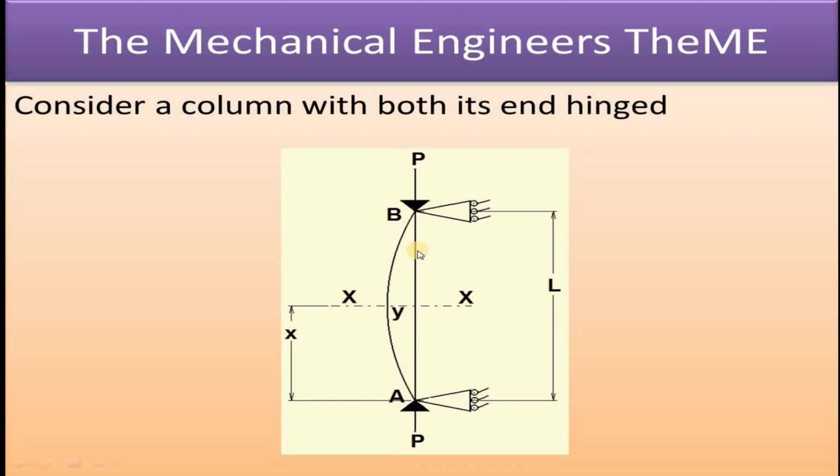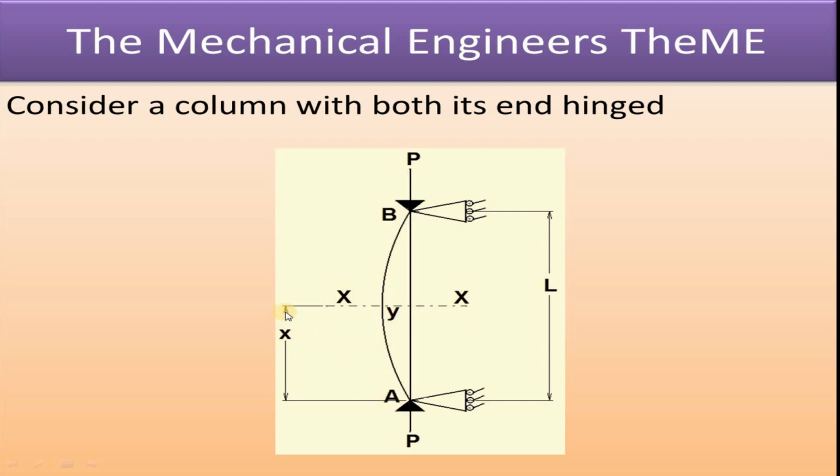Buckling is nothing but warping of fibers inside a material. You know that a column is made up of fibers. Inside the column, fibers will be there. Due to this compressive load, the fibers inside the column will warp or bend, due to which deflection will happen in the column. This is the deflected portion of the column.